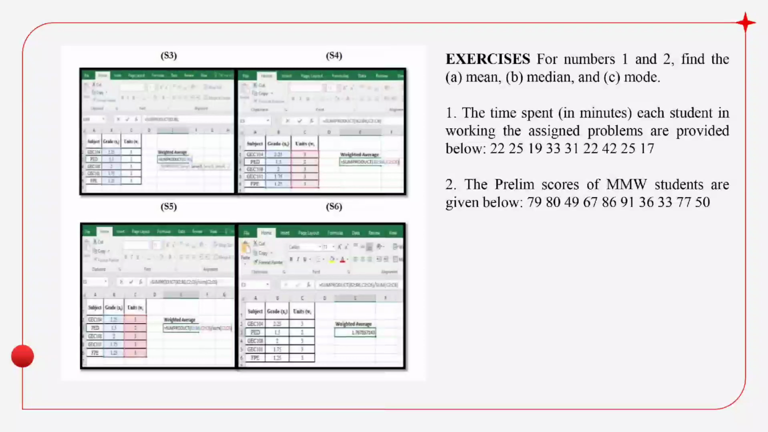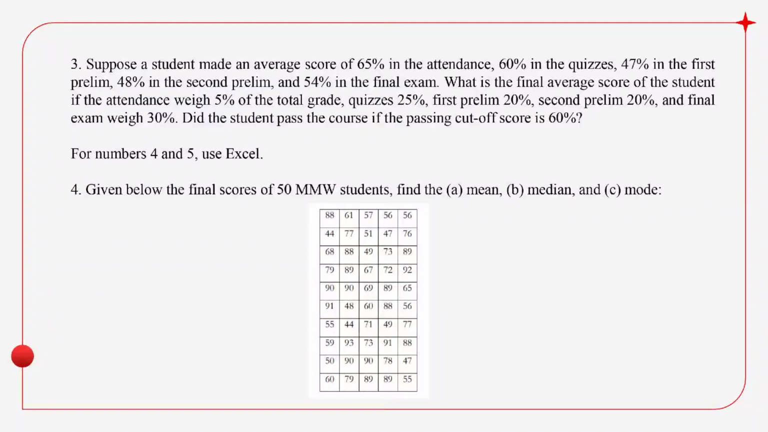Suppose a student made an average score of 65% in the attendance, 60% in quizzes, and 45% in the first prelim, 48% in the second prelim, and 54% in the final exam. What is the final average score of the student if the attendance weighs 5% of the total grade, quizzes 25%, first prelim 20%, second prelim 20%, and the final exam 30%? Did the student pass the course if the passing cutoff score is 60%?